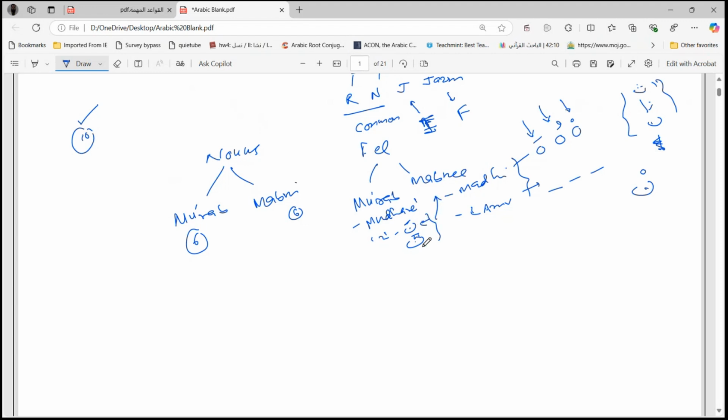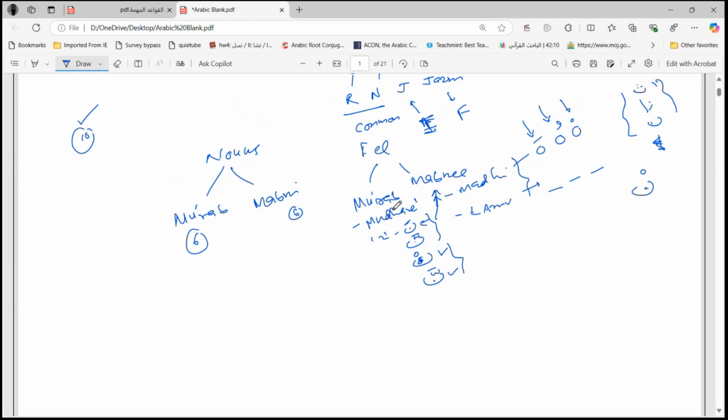Nunun niswa, this nunut tawkid, either mukhaffafa or musaqqala. One noon either comes as mukhaffafa with the sukoon on it, or sometimes it can come with the tajdeed. This is musaqqala, this is mushaddada, which is heavy. This is lighter, light noon. This is heavy noon. Both of them can come attached to the fail towards the end of fail mudare. And when you have it, then in that case, fail mudare is going to be mabni.